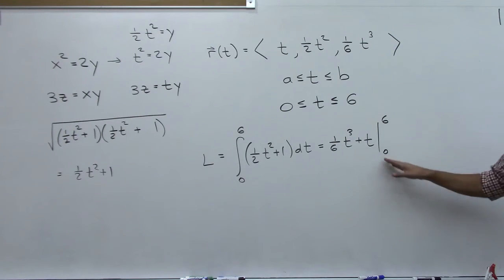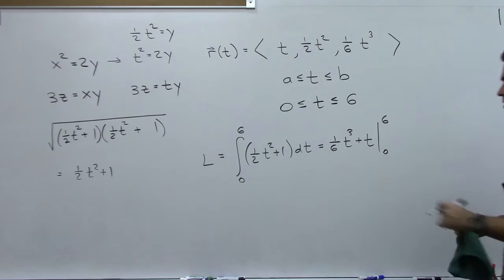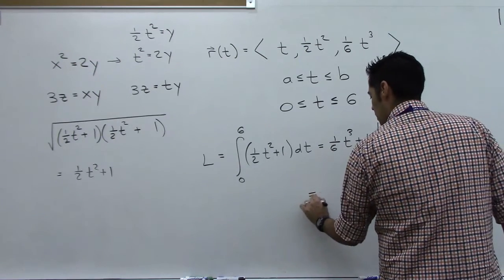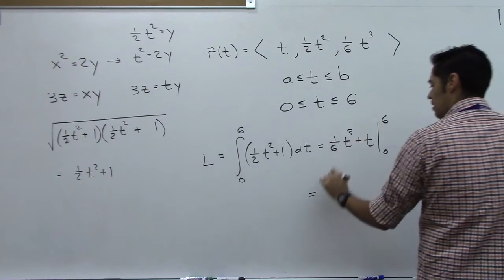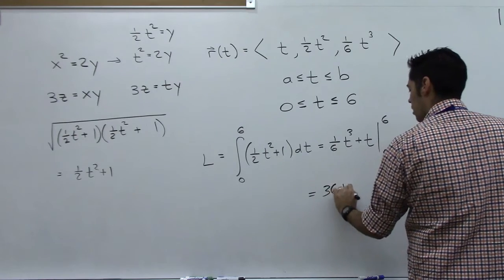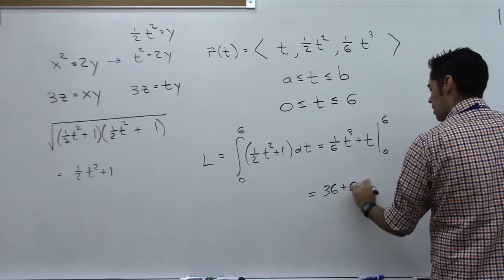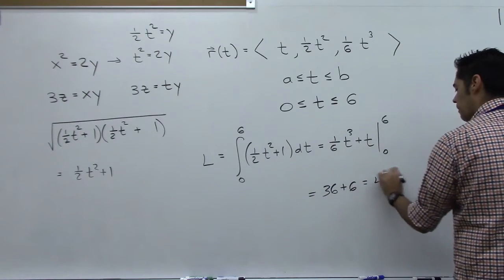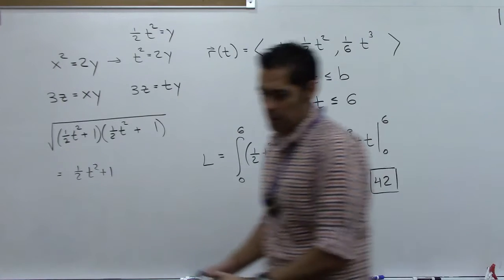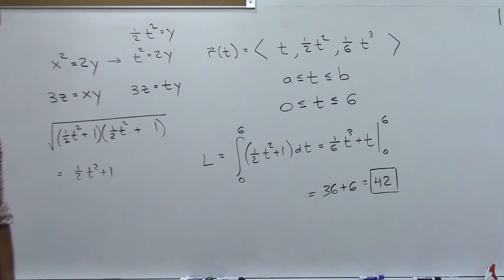I already know when I plug 0 in, everything's going to go away. So all I have to do is really just plug in 6. So plug in 6 into this, you get 36 plus 6 here, you get 6. Should be 42. 42 units, whatever the heck 42 units is. All right, pretty cool problem. I'm going to add that in there. 7.